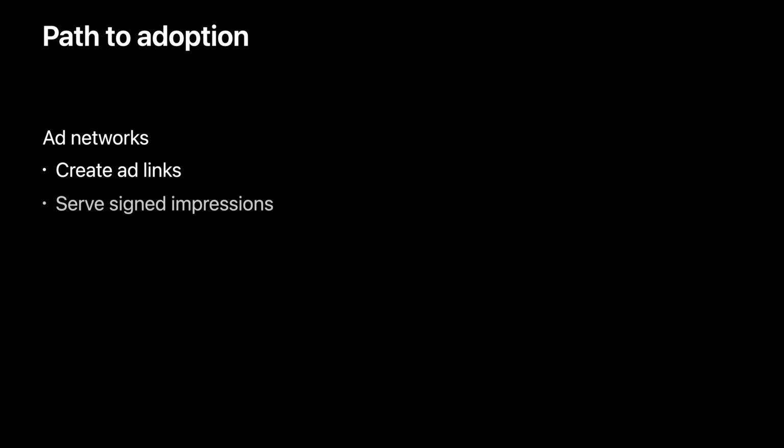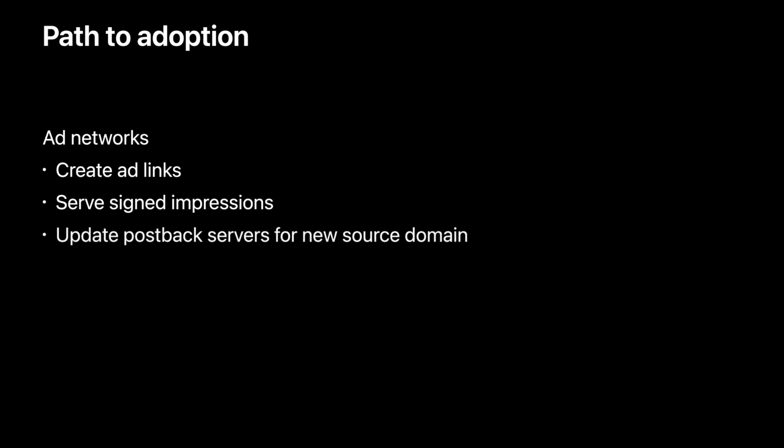Looking at how to get started using this new entry into the SKAdNetwork system, ad networks have to do the following. Create the uniquely identifiable parts of the link and the link itself. Expose an endpoint capable of serving signed impressions at the location constructed as we discussed before. Update your postback servers to parse and understand the new optional source domain field. For web pages that want to use the links to SKAdNetwork, simply embed the ad links provided to you by your ad network.